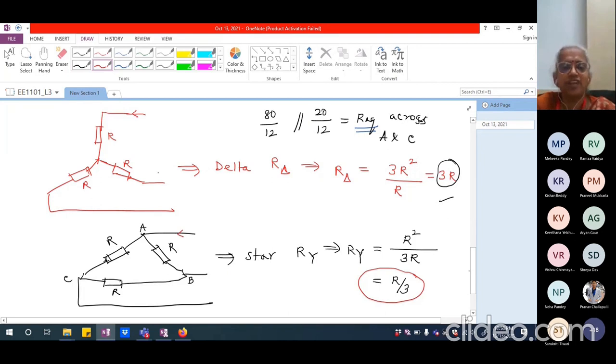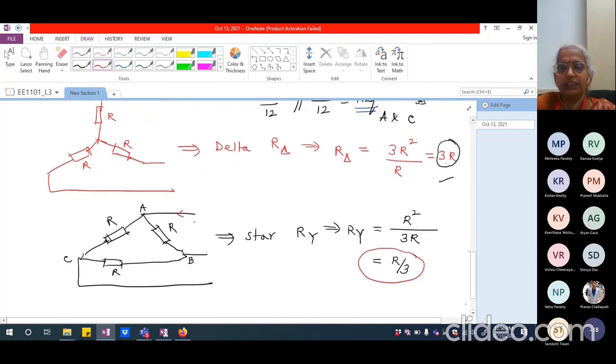If I apply the same voltage, then I may have a current of almost 3 times in the case of delta, whereas I will have a current of 1/3 in the case of star, because the equivalent resistances happen to be 3R and R by 3 in the two cases respectively. This is an important result we will be employing later when we are talking about three phase circuits. I just wanted to make a passing mention of this.